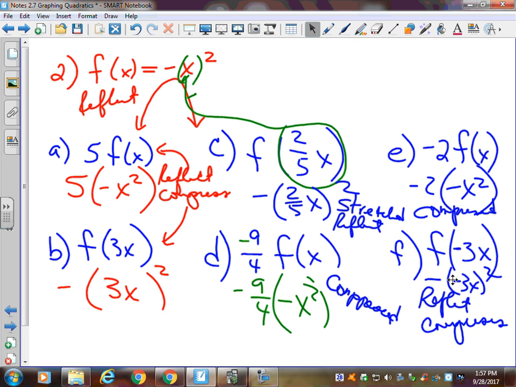So sometimes when you put a negative in a certain place, it will do away with the reflecting and it won't open down anymore and it'll open up. It just depends on, are you multiplying it by a negative to get rid of it? Are you squaring the negative out? Was there a negative already there when you started? Makes a difference.